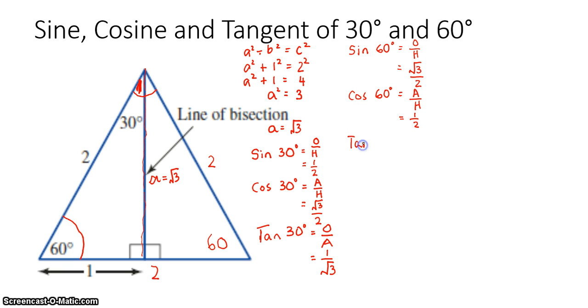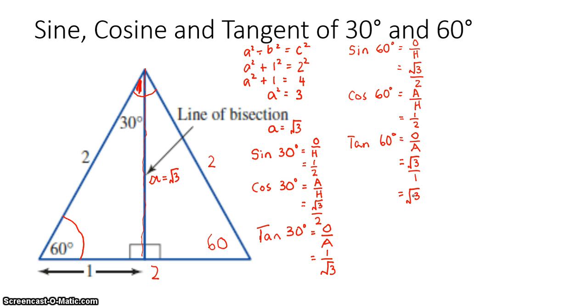Finally, tan of 60 degrees. Now tan is opposite over adjacent, as we know, and the opposite side to 60 degrees is root 3 and the adjacent side is 1. So tan of 60 degrees is equal to root 3 over 1, which is equal to root 3.